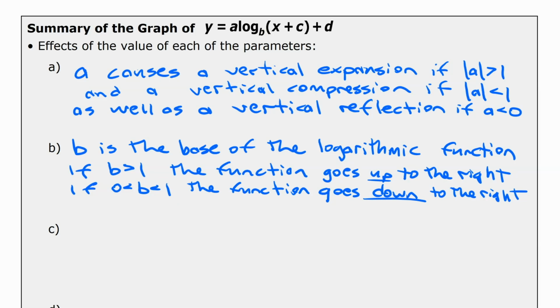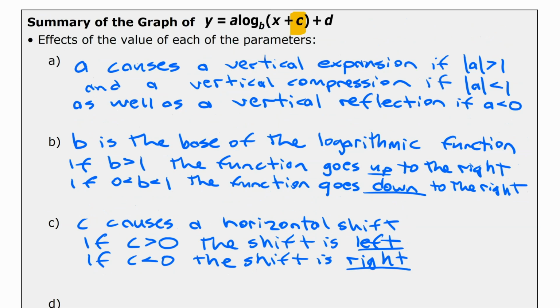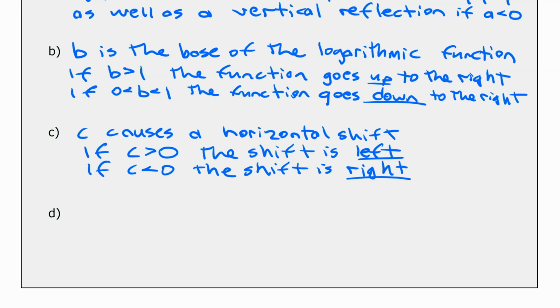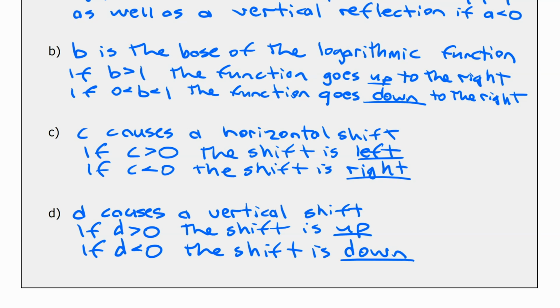Our third parameter there, c, inside there, that causes a horizontal shift. If the value is positive, the shift is in the negative direction. It does the opposite. If it says x plus 7, it's 7 in the negative direction. And then if the c value is negative, it goes in the positive direction, to the right. All right, and then lastly here, our d, which is going to be off the screen as I talk about it, that value on the end causes a vertical shift, and if that value is positive, greater than 0, the shift is up, and if the value is less than 0, the shift is down.